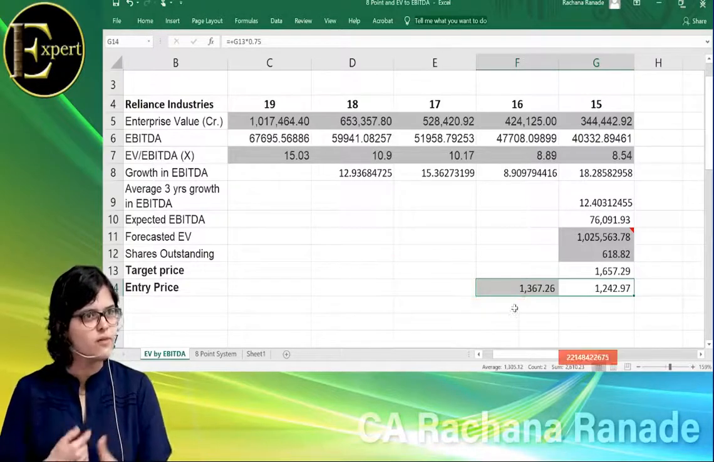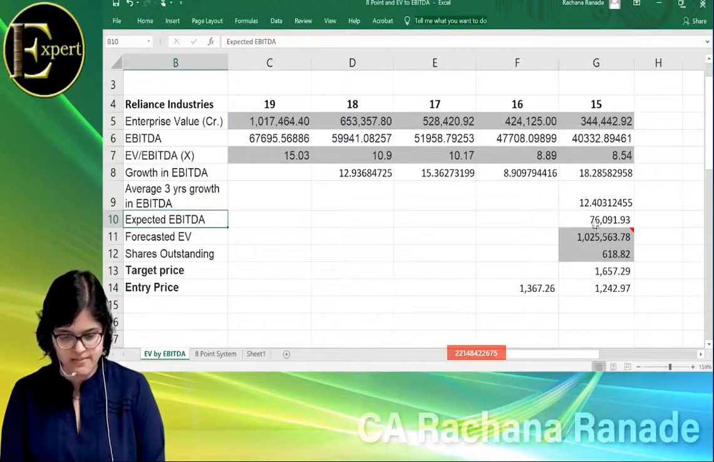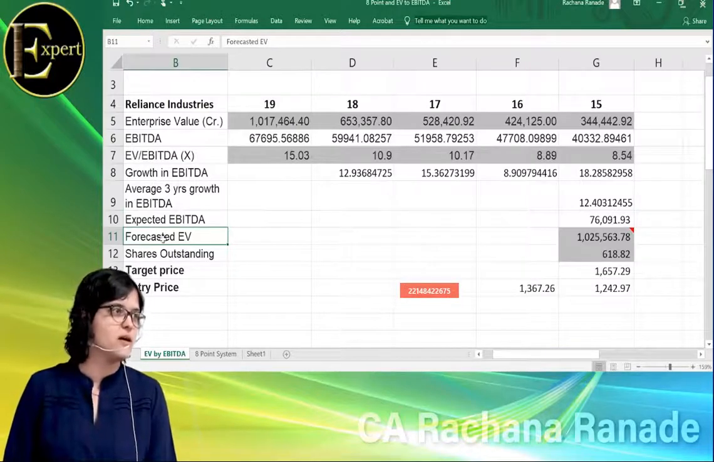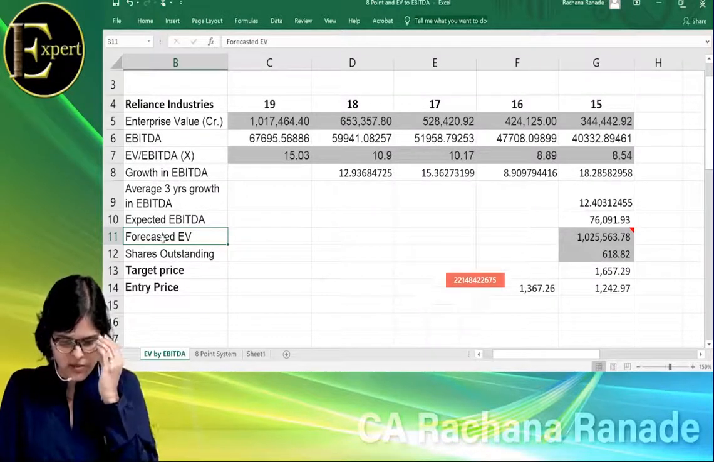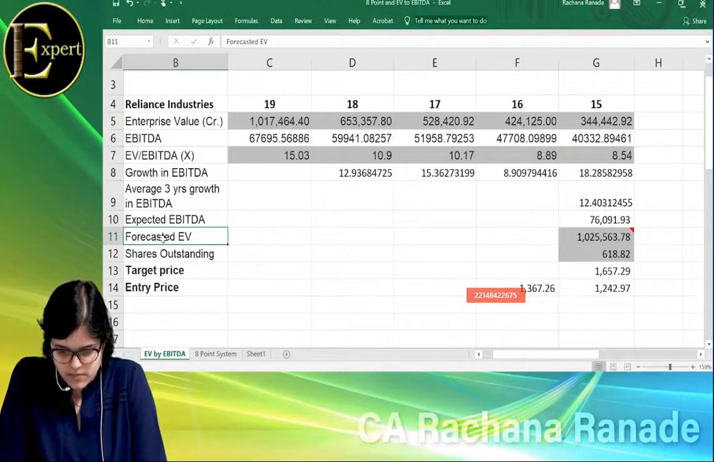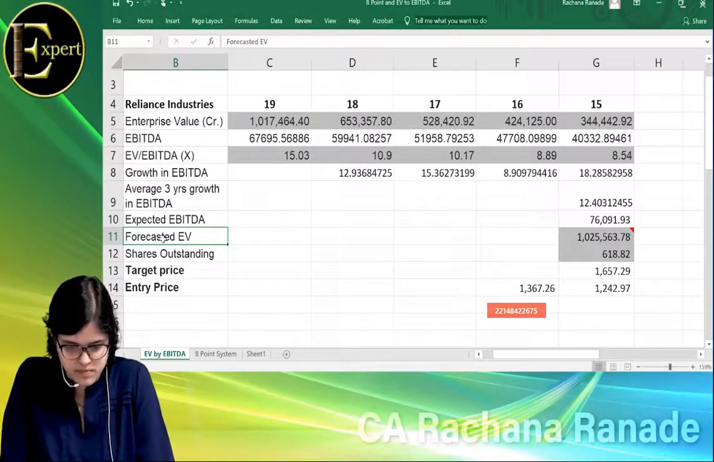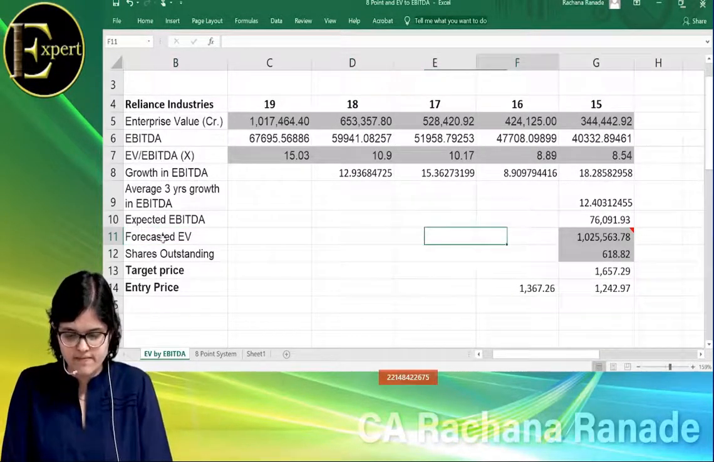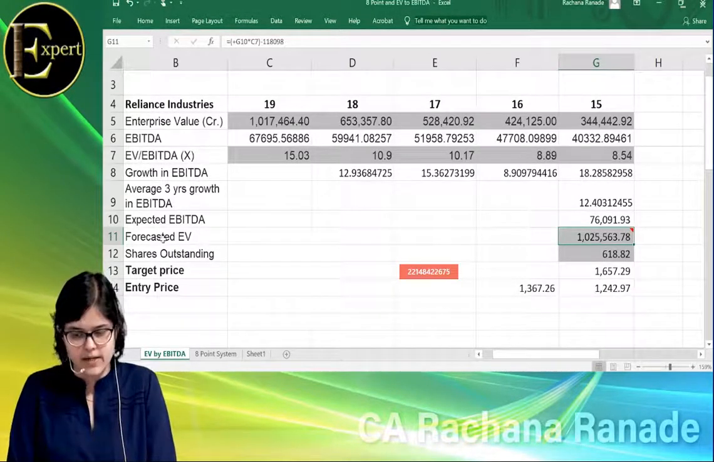Can we move on? We had to just write it down. We had calculated expected EBITDA. What is the next step? Calculate forecasted enterprise value. And how do we calculate forecasted enterprise value? Tell me. Correct, expected EBITDA.